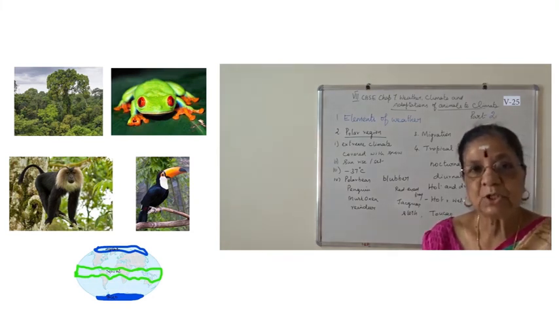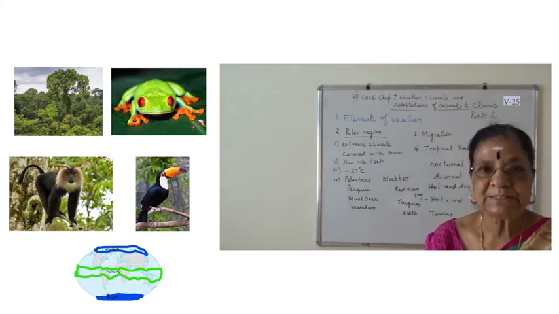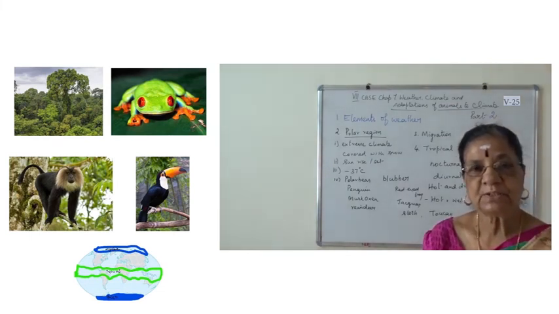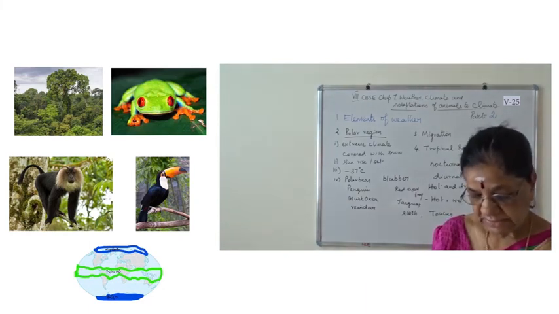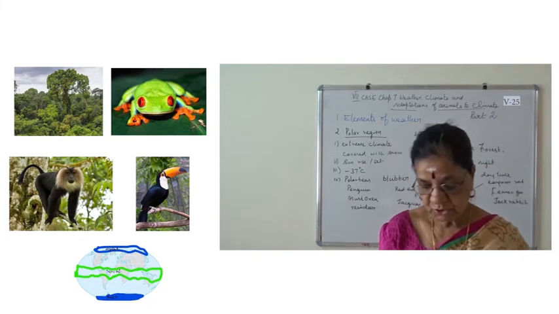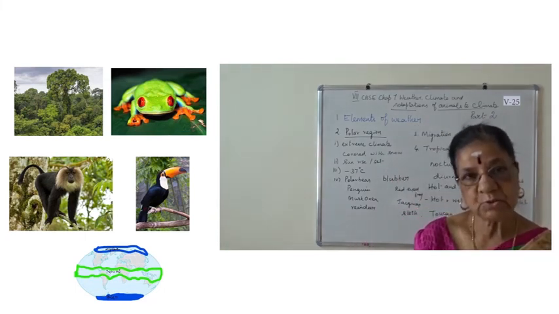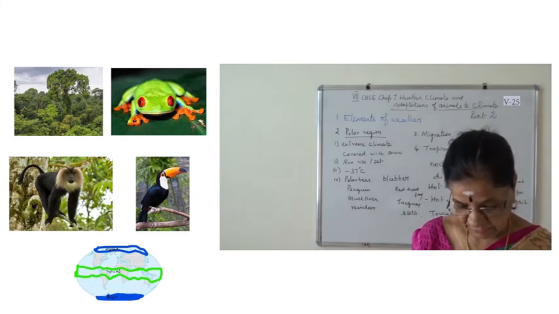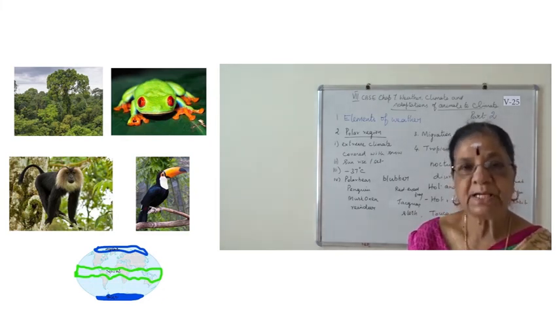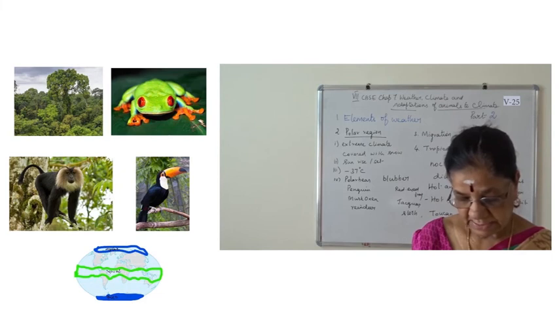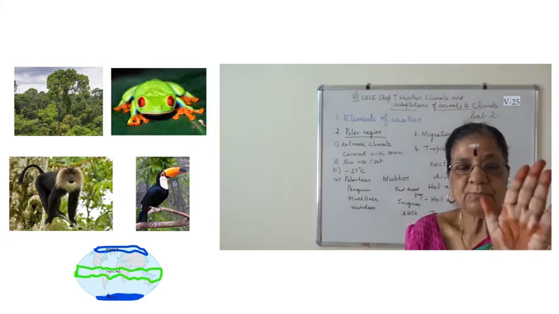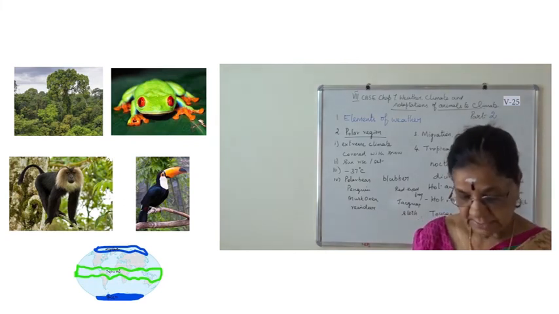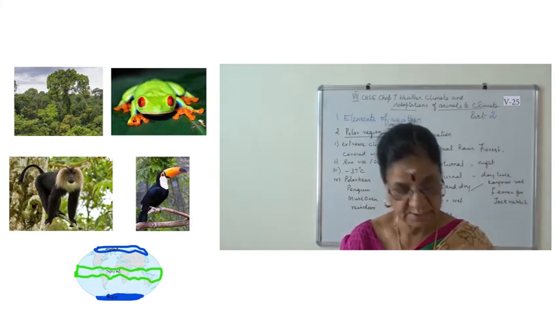These animals are called perching animals. Perching means jumping from one tree to another and swinging on the tree itself. So monkeys use their long limbs to swing from branch to branch. Then tree frogs have sticky pads on their feet that help them to climb trees.